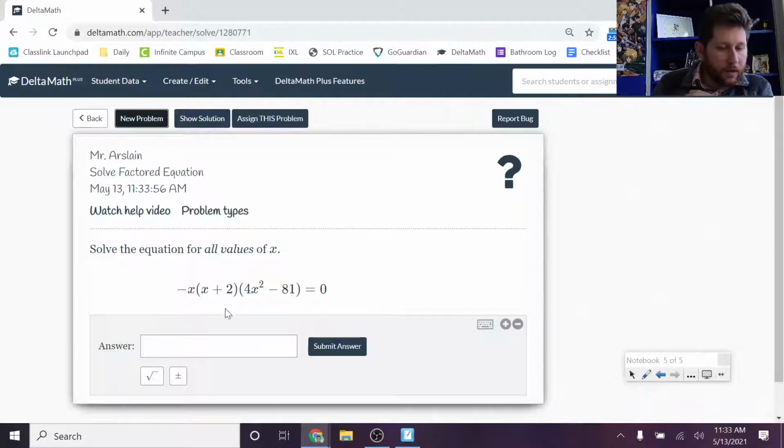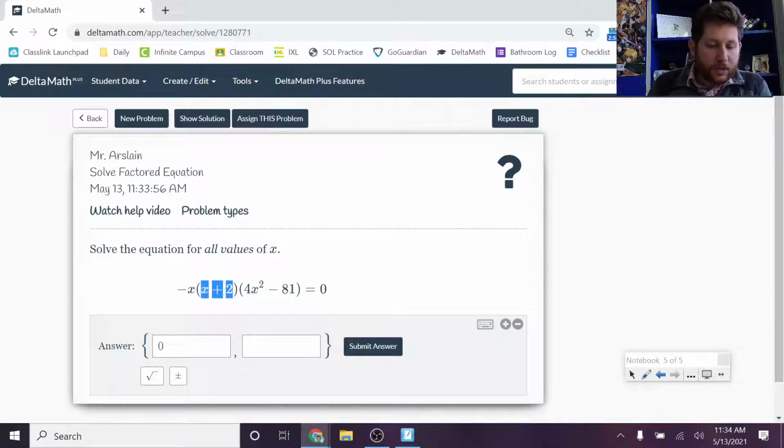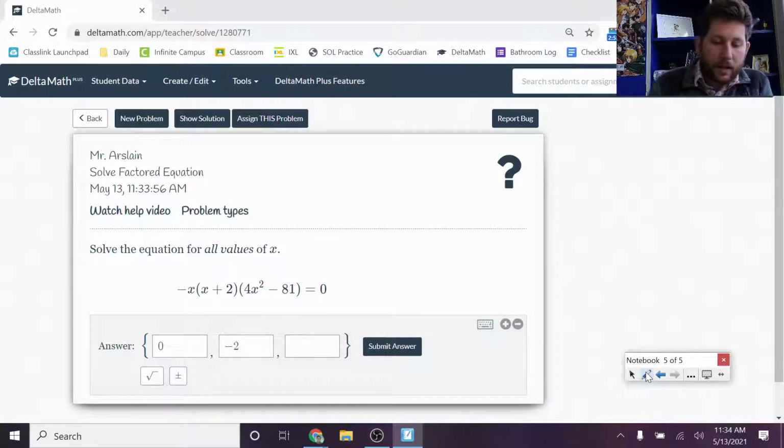Okay, so this is a great one. Notice I've got 3 terms here being multiplied together. I've got the negative x, I've got the x plus 2, I've got 4x squared minus 81. If any one of those goes to 0, then that's going to be a possible answer. So let's look at this negative x. If that goes to 0, that's one option. x plus 2, what number would make that go to 0? Well, negative 2 would make that go to 0. And then I've got this 4x squared minus 81. So let's go ahead and take a look at this, because this is a little bit more on the complicated side. I've got 4x squared minus 81 is equal to 0.